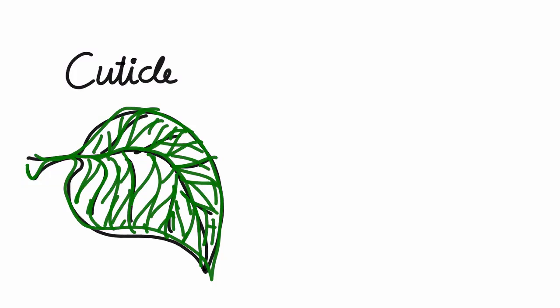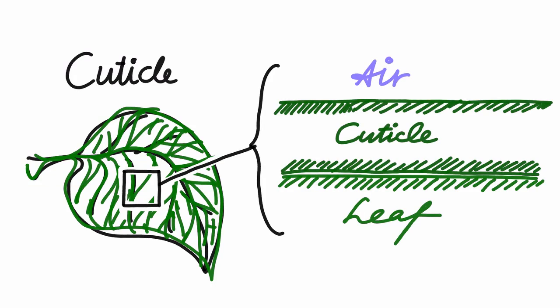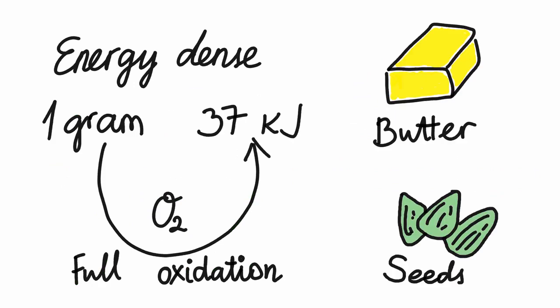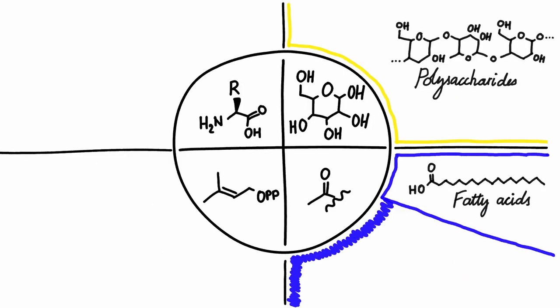The cuticle of plants, which forms a waterproof barrier on leaves, is also derived from these fatty acids. Because they are very energy dense, they are also used as energy storage molecules, and are found in adipose tissue and seeds. Those were the fatty acids. Now, let us take a look at some other compounds made from acetyl groups.